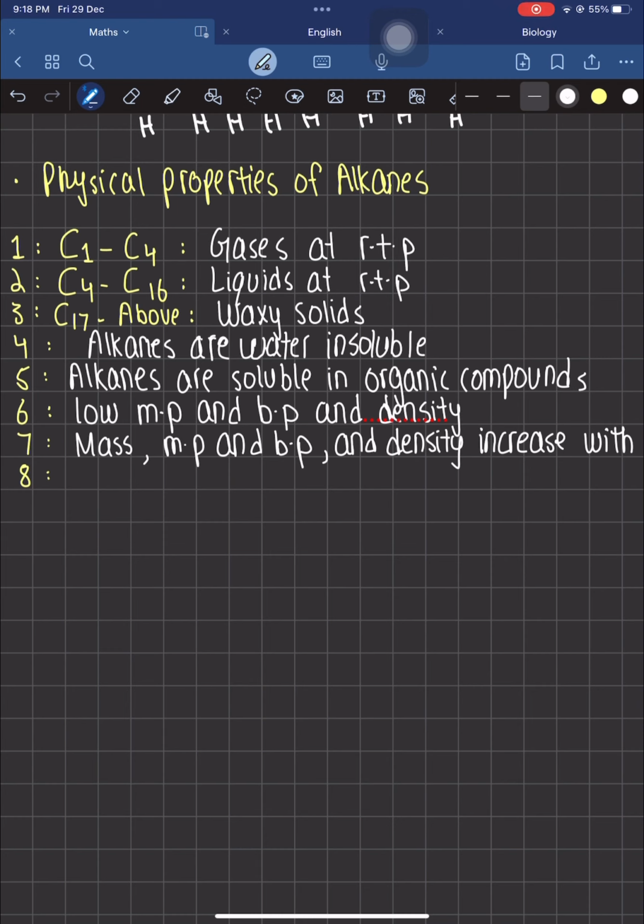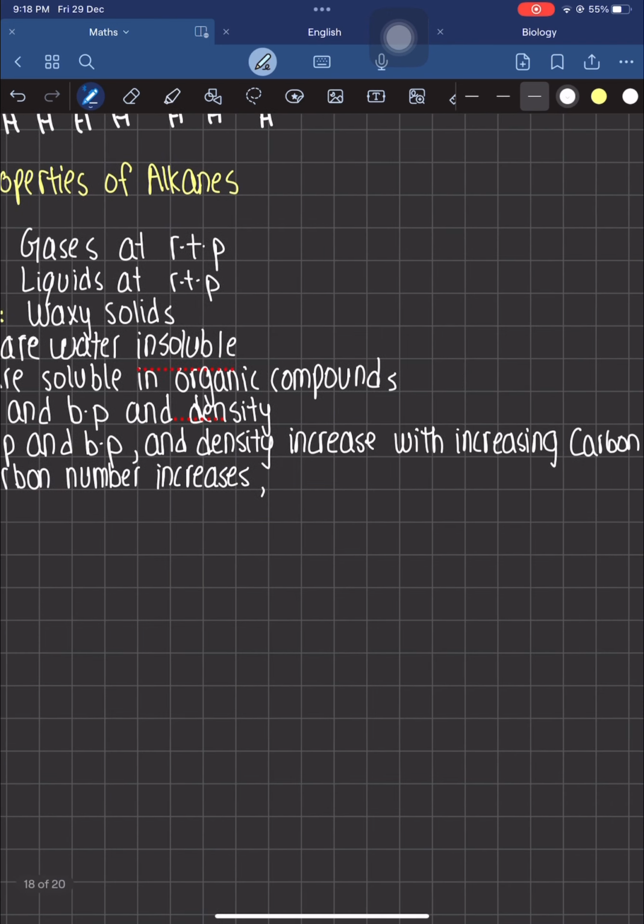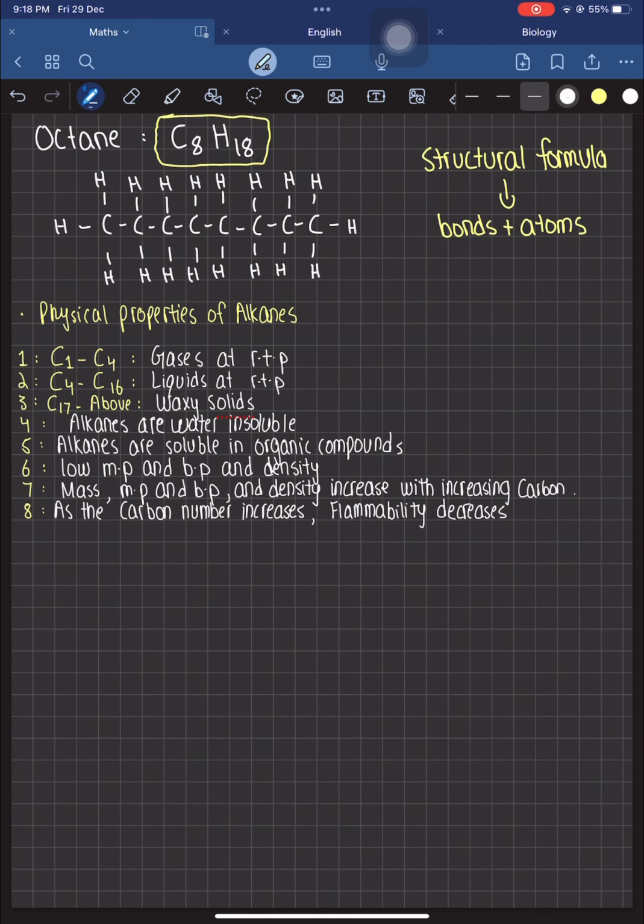Number 8 is really interesting: as the carbon number increases, flammability decreases. Interesting, right? As carbon number increases, the flammability decreases. So these are some of the physical properties of alkanes. These are really detailed, so remember to take notes.